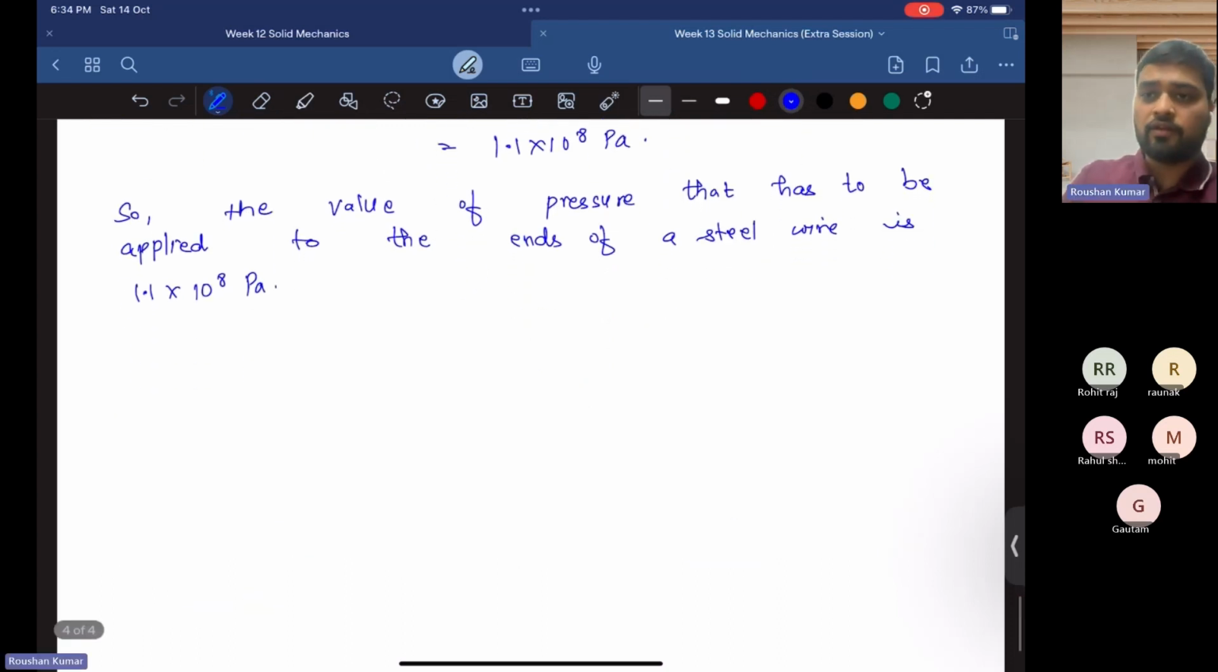This is the final value of this question. So this is all about question 1. This is a very simple question. Now I will solve more problems based on thermoelasticity, which is the complex one, which is a very good question. So please give attention here.